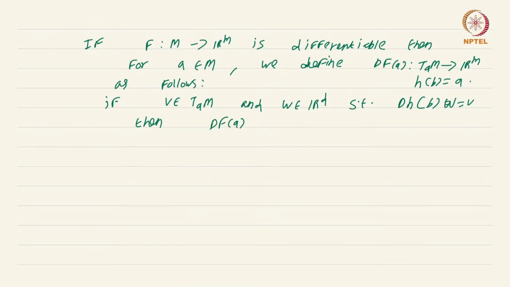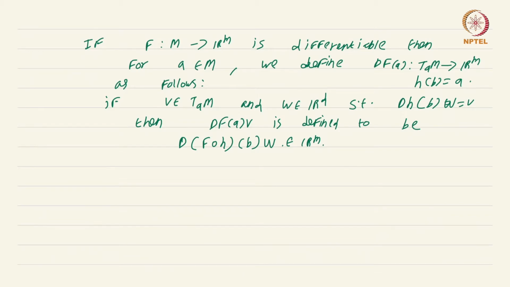DF_A(V) is defined to be D(F∘H) at B of W. Okay, so this will be an element of R^m. Okay, so this is the definition of the derivative map.